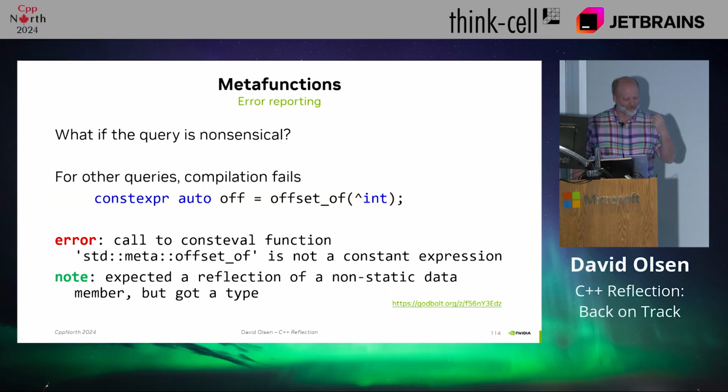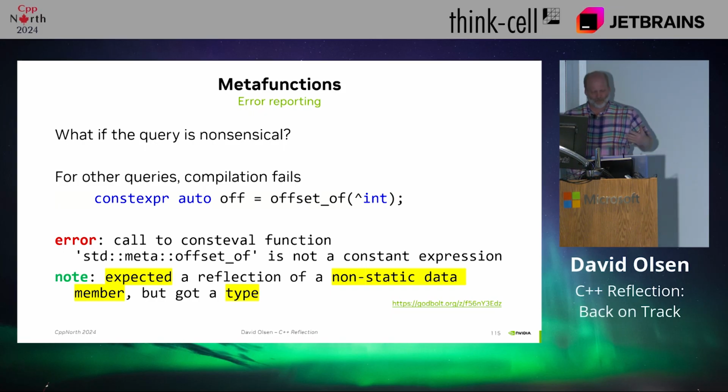So if you ask for the offset_of the type int, offset_of expects a reflection of a data member. The offset of int doesn't make sense, and there's no false. You can't just return false. So it's a compiler error, saying offset_of int is not a compile time expression, and you're in a compile time context, so it's an error because of that. And the compiler also includes in that error this note saying exactly what happened. It was expecting a reflection of a non-static data member, but it got the reflection of a type.